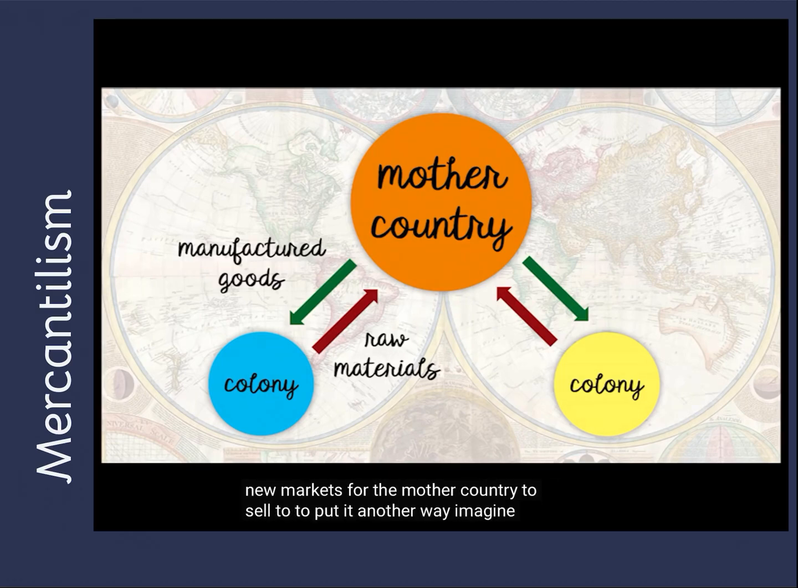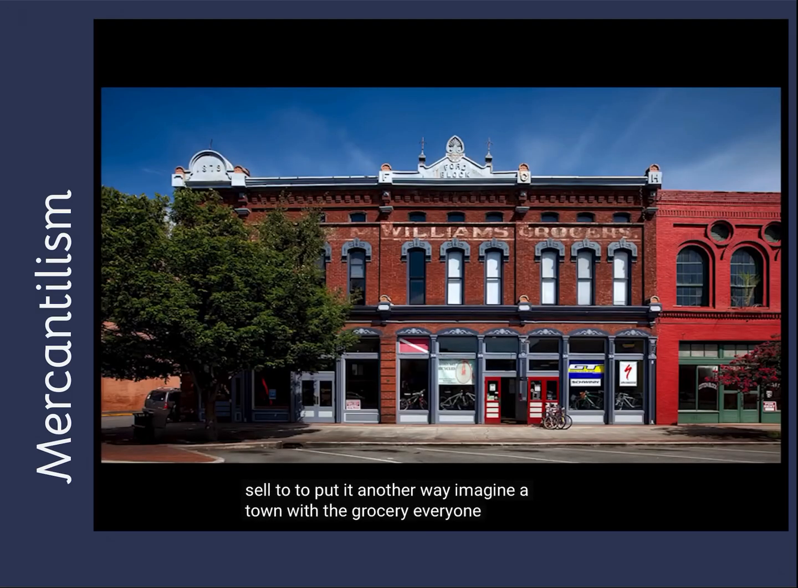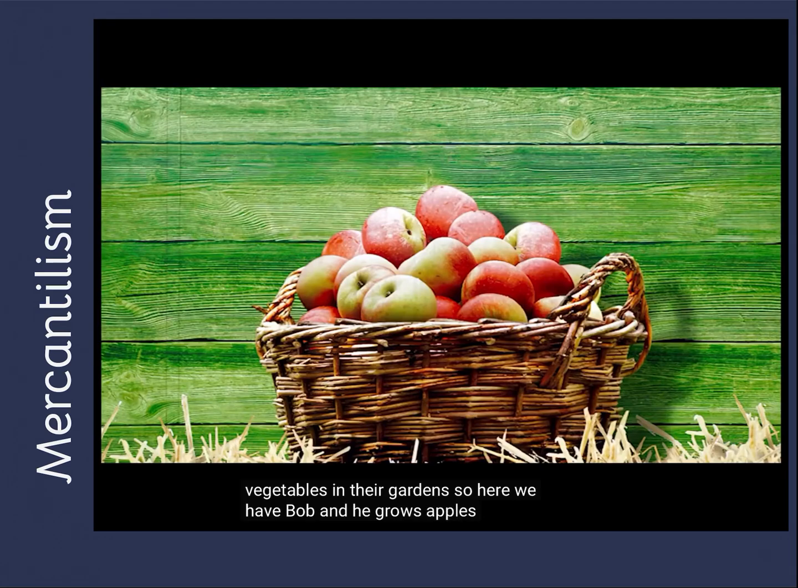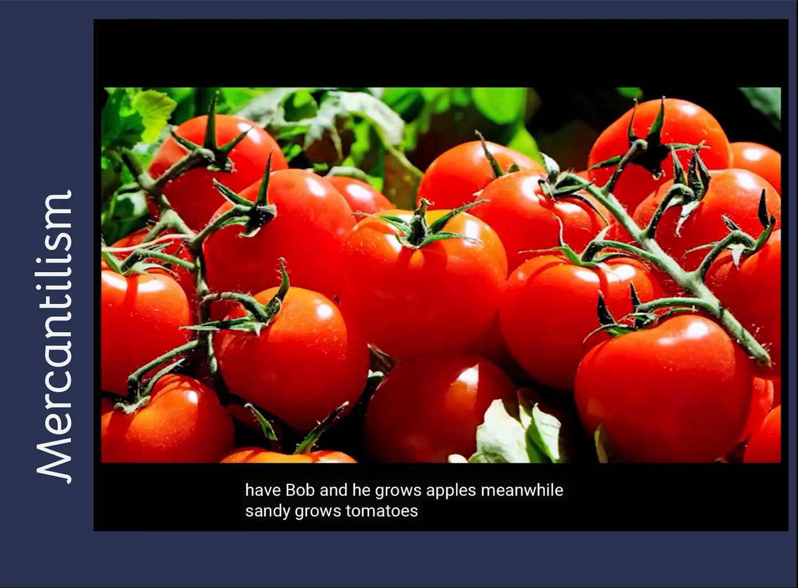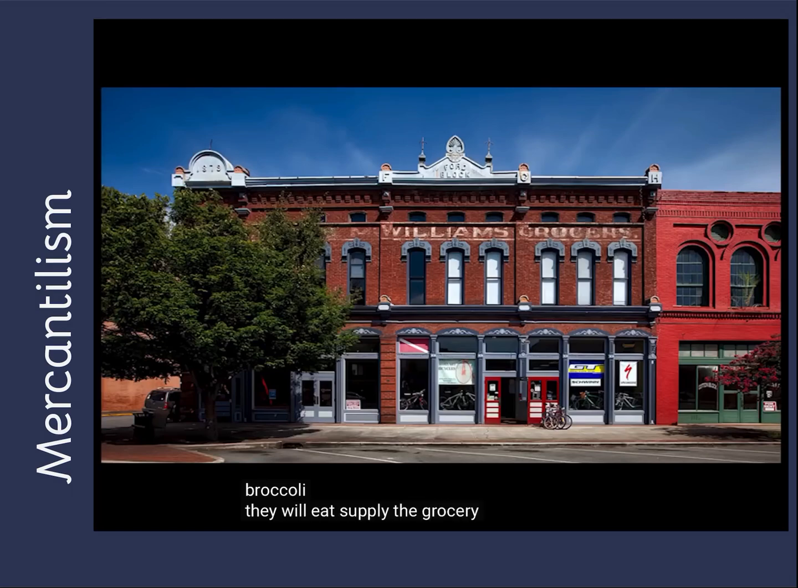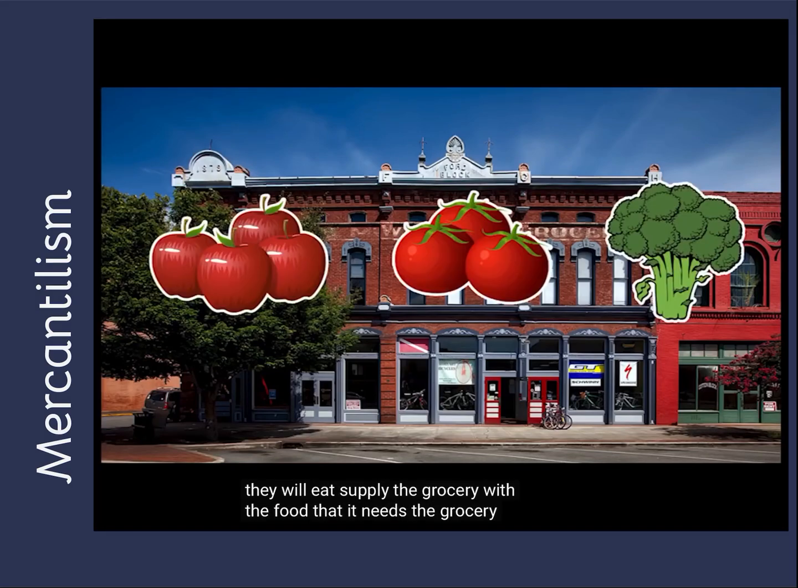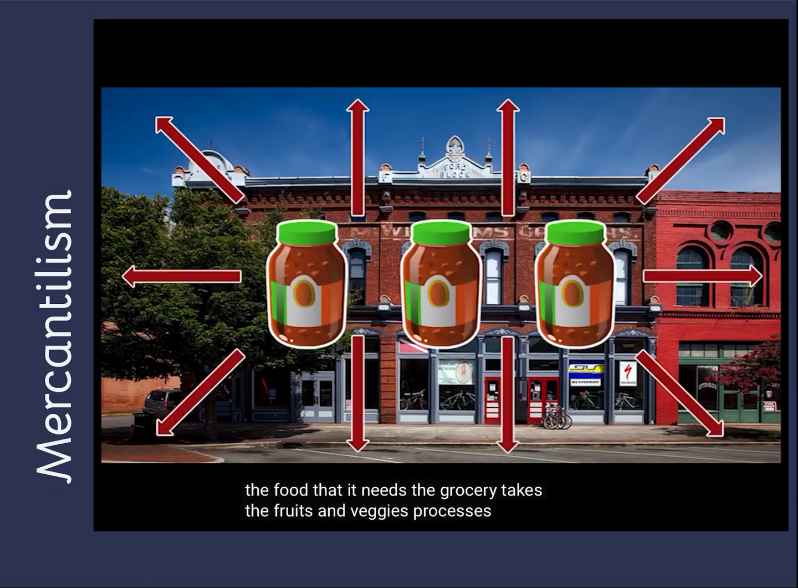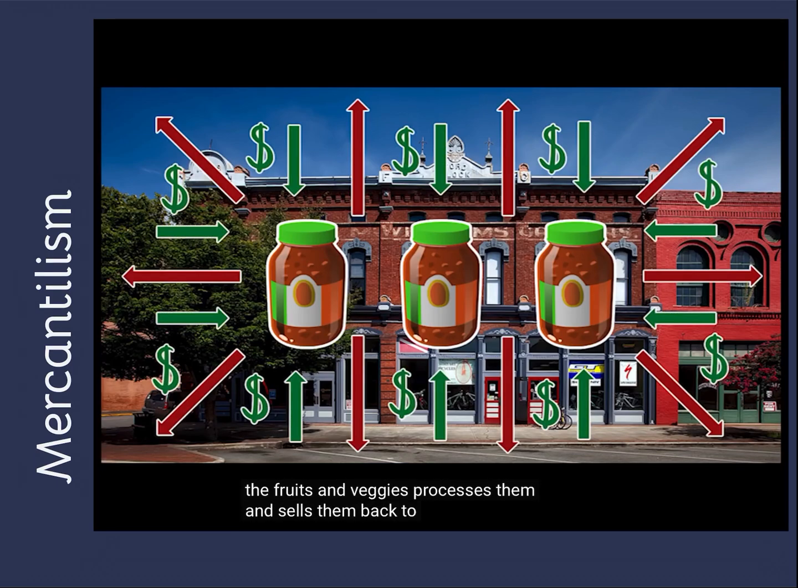To put it another way, imagine a town with a grocery. Everyone in the town grows different fruits and vegetables in their gardens. So here we have Bob, and he grows apples. Meanwhile, Sandy grows tomatoes, and Norman grows broccoli. They will each supply the grocery with the food that it needs. The grocery takes the fruits and veggies, processes them, and sells them back to the people for a much higher rate. So Norman can still buy his tomato sauce and Sandy can get her broccoli cheddar soup. It's just going to be more expensive.